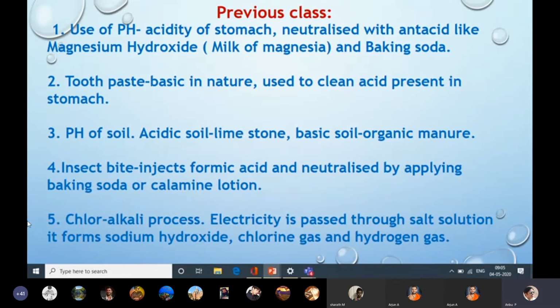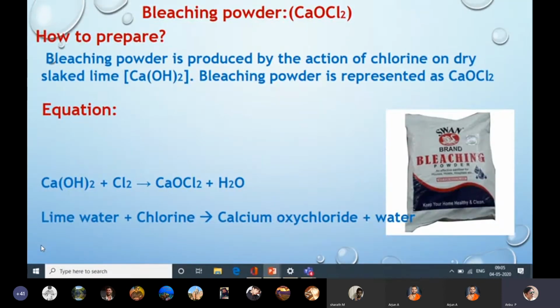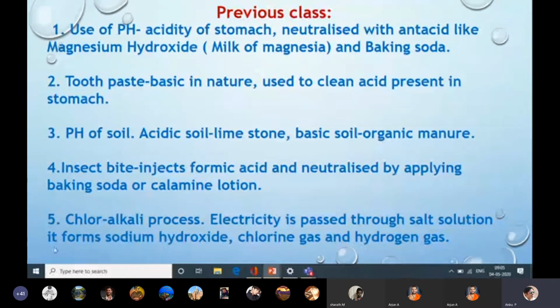So in the last class we just learned about the uses of pH, that is the pH activity, and we saw how neutralization reaction has been useful in making antacids, and how we reduce the stomach acidity. These are all the points that we have discussed. And we also saw that the most common antacid used is magnesium hydroxide. A common name is also milk of magnesia.